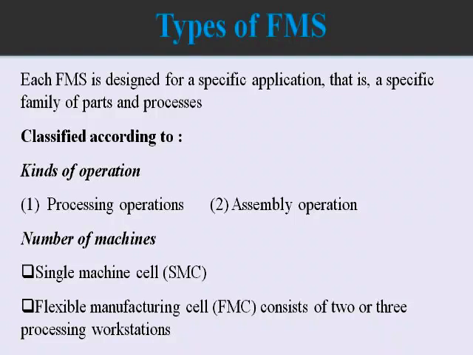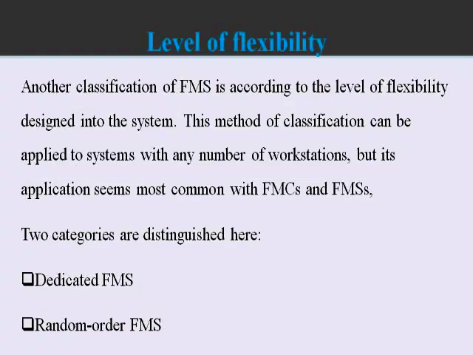So part variety has been enhanced and production is not disturbed, and it can be classified accordingly: kinds of operations, processing operations, assembly operations, number of machines, which can be a single cell, a 2 to 3 machine flexible cell, or several machines in a flexible manufacturing system. Another classification of FMS is according to the level of flexibility designed into the system. This method of classification can be applied to systems with any number of workstations, but its application seems most common with FMCs and FMS. The two categories distinguished here are dedicated FMS and random order FMS.